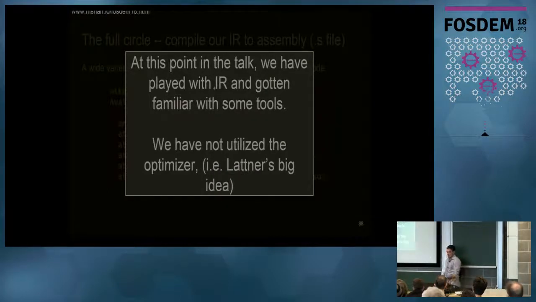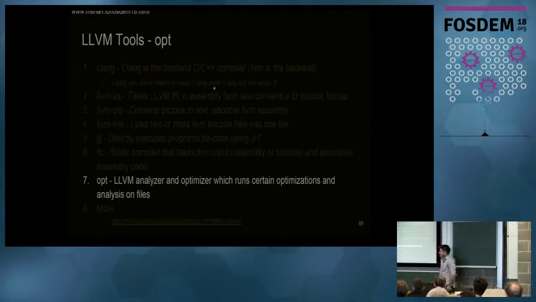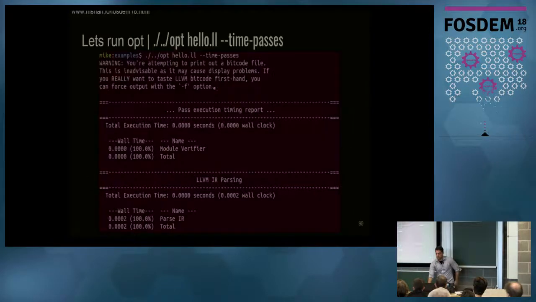Okay, and at this point, we've gotten familiar with some of the IR, playing around with the tools, the compiler toolchain, but we haven't utilized the optimizer yet. Again, Lattner's big idea with this project. So that brings us to the next tool, which is opt. This is the LLVM analyzer, but also the optimizer. So it'll run optimizations on our programs.